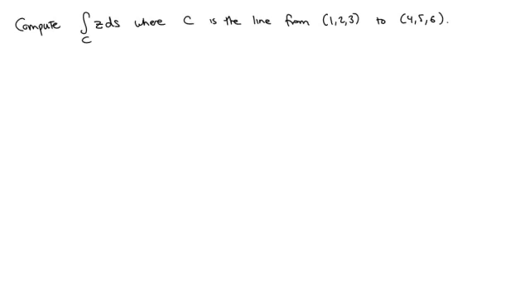Compute the line integral of z ds, where C is the line from the point (1, 2, 3) to the point (4, 5, 6) in R3. Now, before we get too much farther, you might say, wait a second, this is a curve in three-dimensional space, and this is a function of 3 variables. Can we do that? Well, the short version is, yeah.